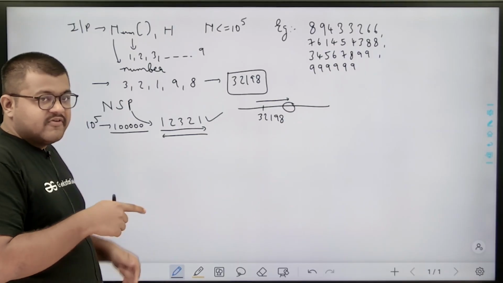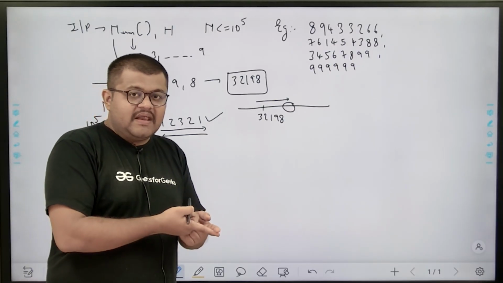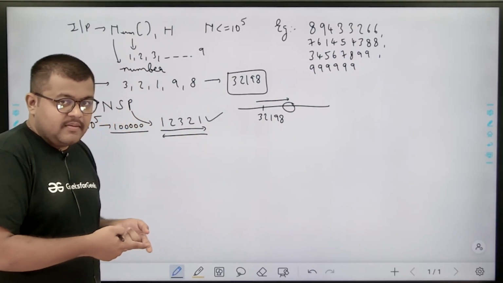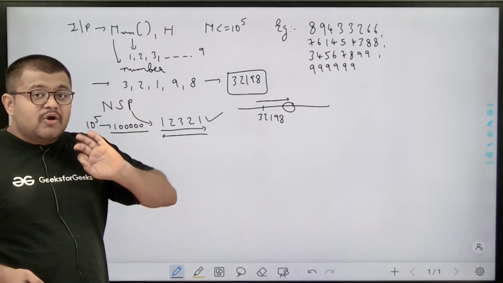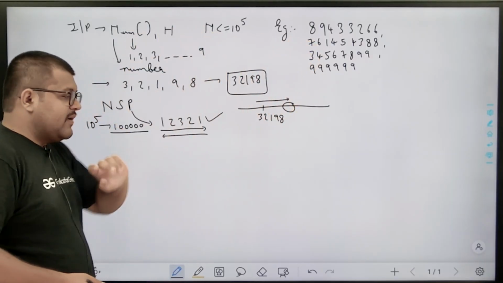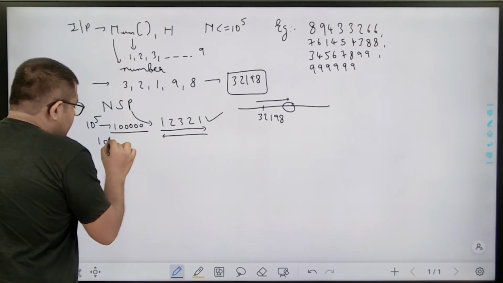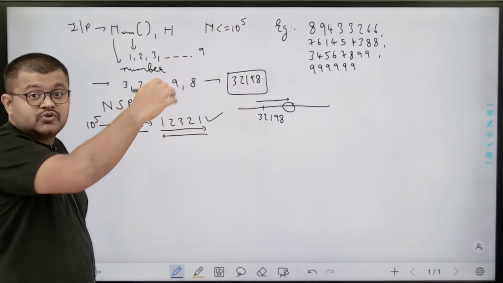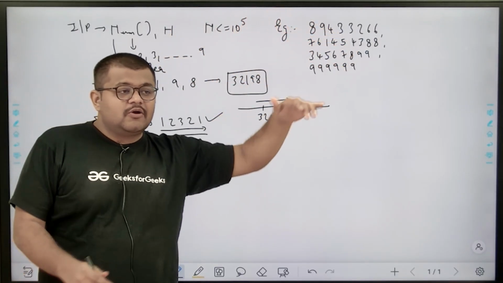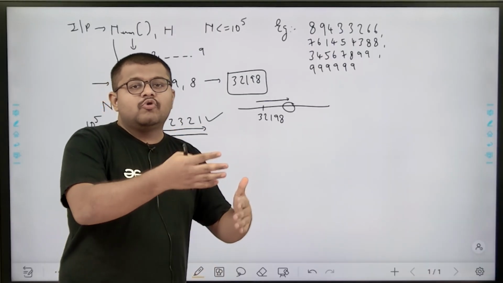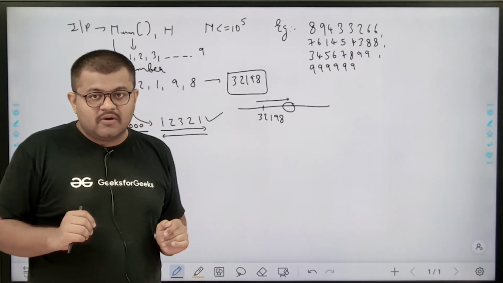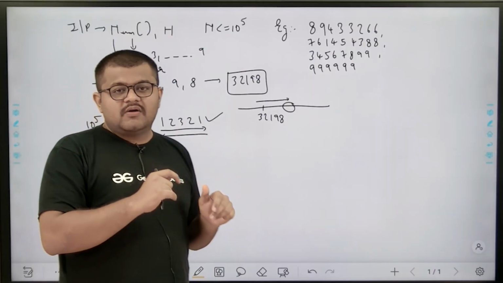Here the number is given in the form of an array where the array elements represent the digits of the number, and the number of digits is 10 to the power 5 at max. So it is 1 followed by 10 to the power 5 zeros. So it's a very huge number. So we cannot store it in a single variable and then loop over and find whether it is a palindrome or not. We cannot store it in a variable, right?